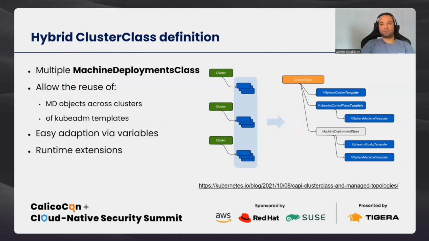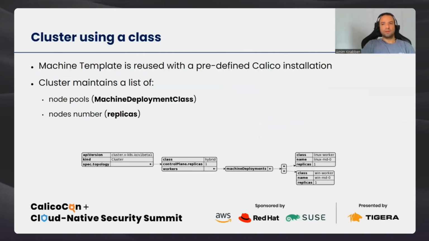This blog post explains better how the migration to ClusterClass and this new object specification works. In this example, we have a diagram of a cluster that points to the ClusterClass called hybrid. The object is of the kind Cluster. You can define in the workers field a few machine deployments. It can be a machine deployment class of Linux workers or a machine deployment class of Windows workers.